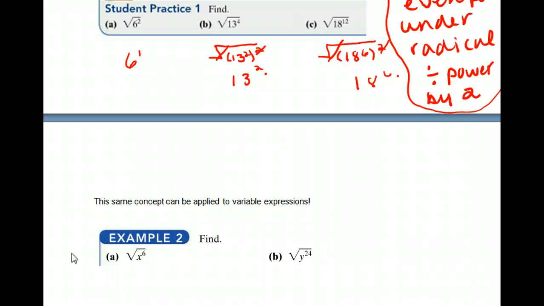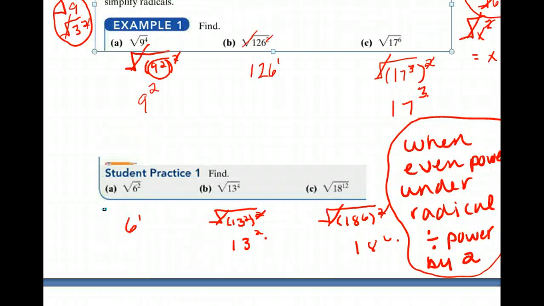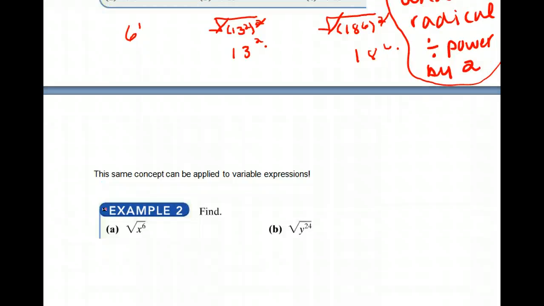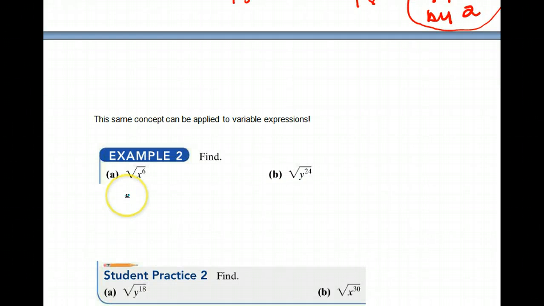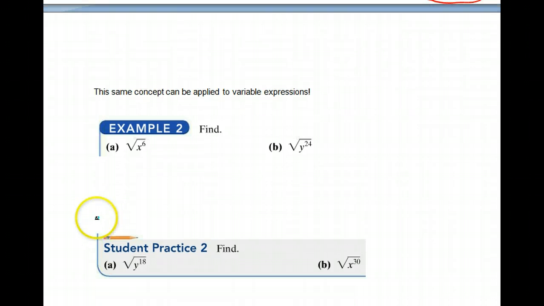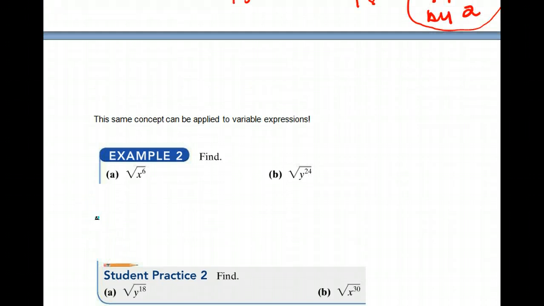Now, this exact same concept can be applied to variable expressions. You have a choice here. You can do the long math and show your work, or you can choose to divide by 2. I am okay with either way, okay? It does not matter to me which method you want to do.